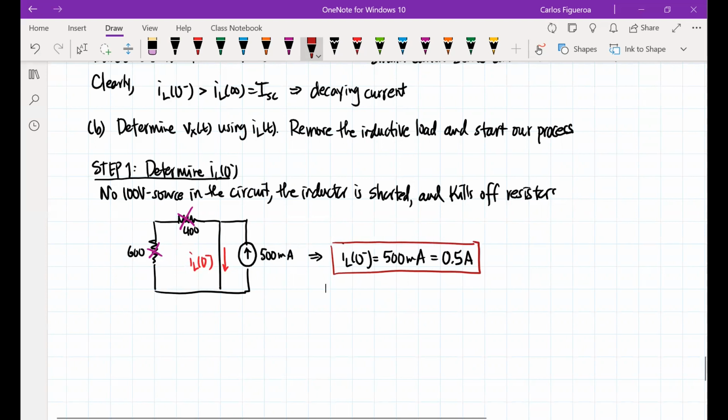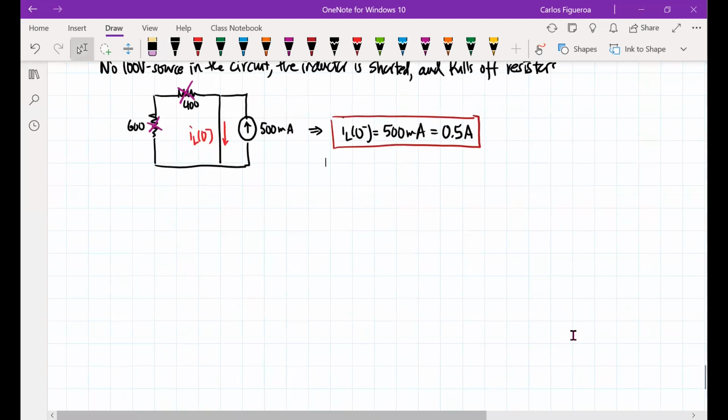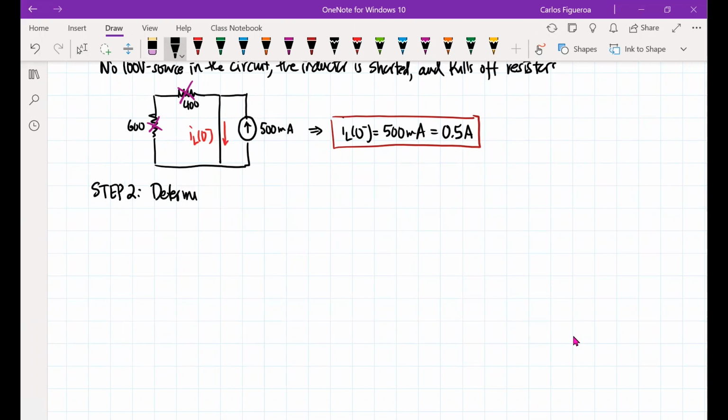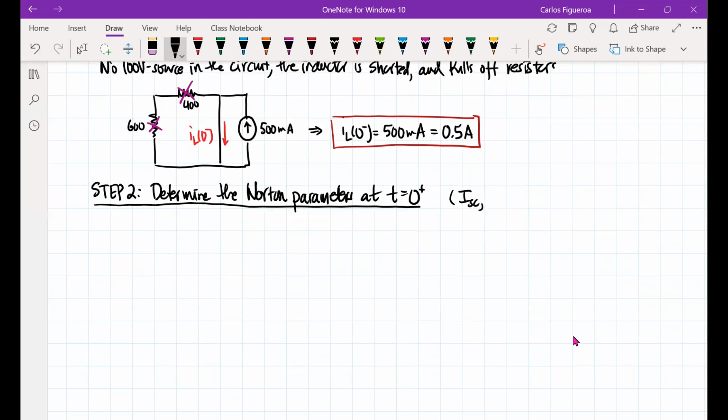Okay, let's go to step 2 now. Because this is an inductor, our next step, step 2, is that we want to determine the Norton parameters at t equal to 0 plus. So what do I mean by the Norton parameters? I need I short circuit, the Norton resistance, and then the time constant.